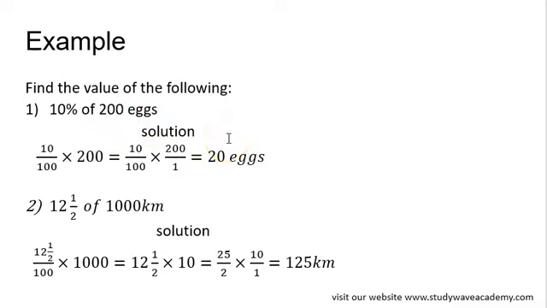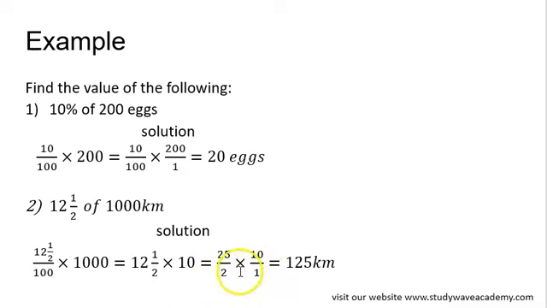Okay, the next one we have here is the mixed fraction 12 1 over 2 percent of 1000 kilometers. We do the same. We write out 12 1 over 2 over 100, which is the percent, then times 1000. We cancel zeros, and we're left with 12 1 over 2 times 10. We turn this into an improper fraction. When we do that, it's 2 times 12 plus 1, so we have 25 over 2 times 10 over 1, with an invisible one over here.